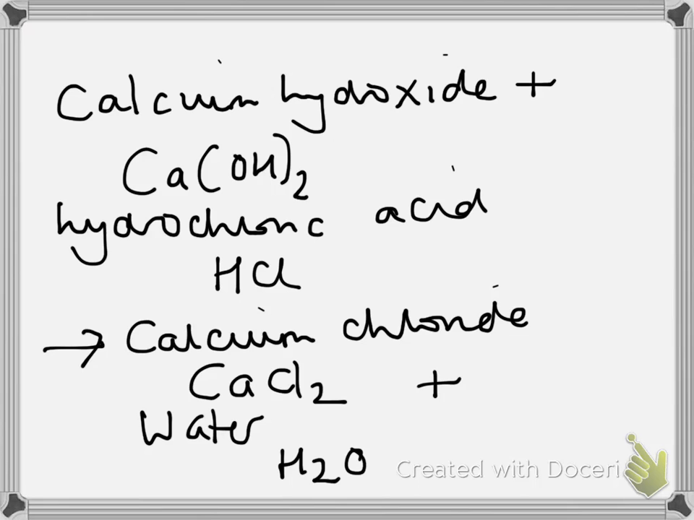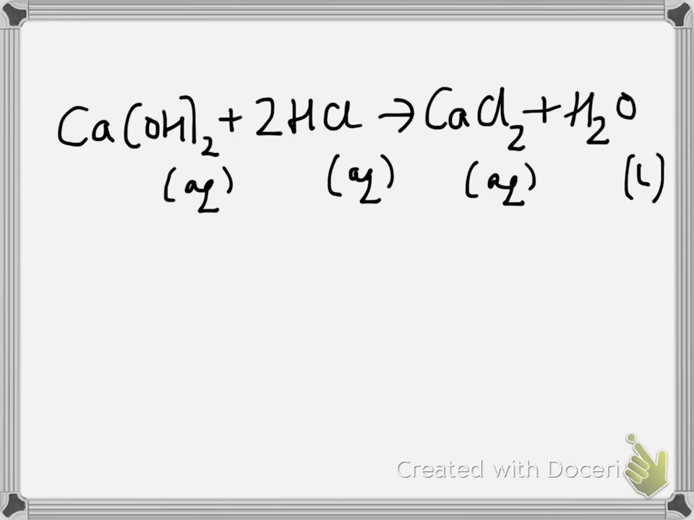However, you will have to balance this equation because you're going to need 2 lots of hydrochloric acid because your calcium salt is CaCl2. So overall, we've got calcium hydroxide plus hydrochloric acid making calcium chloride and water. You notice I've also put the state symbols in, so aq means aqueous or dissolved, soluble in water, and l liquid for water.